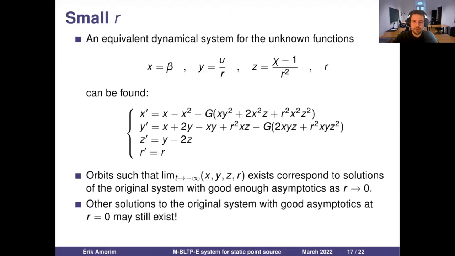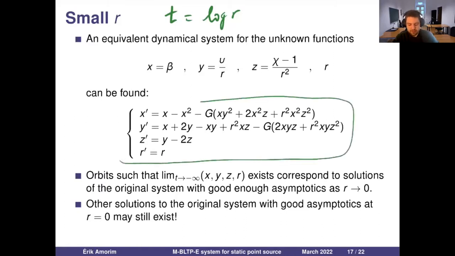I'm going to transform some of the variables. I'm going to be using new variables, x, y, and z. They are defined in this way. And r itself, I'm going to consider also as a dependent variable of a dynamical system. And let's say t is a variable, it's actually the log of r, I believe, and a new independent variable. So you can reformulate your dynamical system in a way that it becomes just an autonomous dynamical system with a polynomial right-hand side.